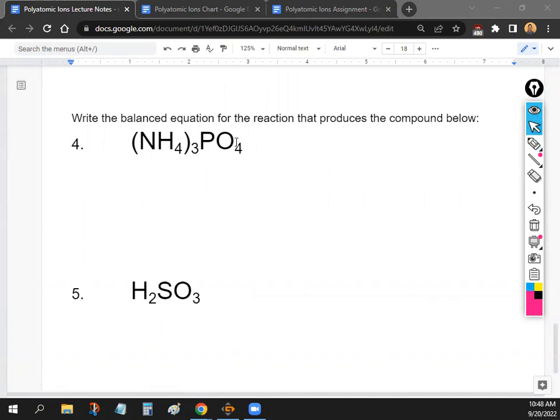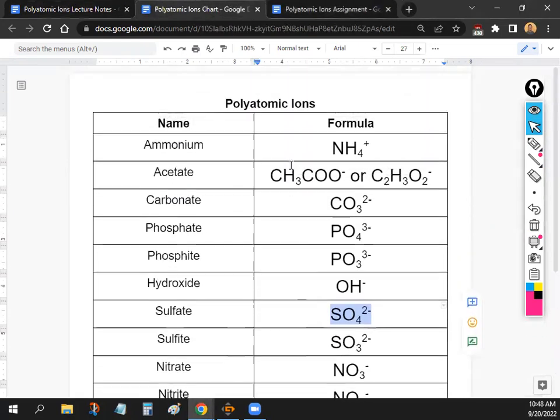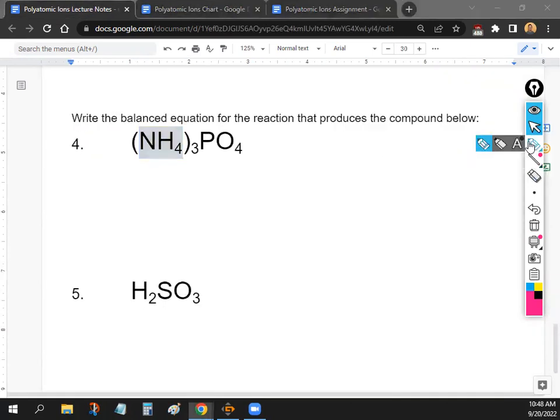Yeah, it's ammonium, because you're going to see parentheses, right? NH4. And if you look at your polyatomic chart, you'll see that ammonium is NH4. So we know that our first cation is NH4+. Okay, good catch on that. NH4+.